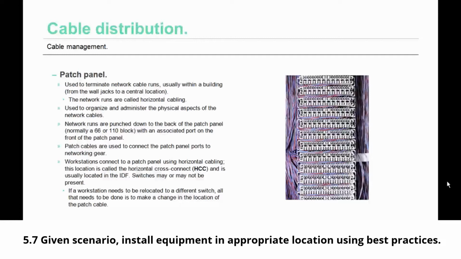Workstations connect to the patch panel using horizontal cabling. This location is called the horizontal cross connect, or HCC, and is usually located in the IDF. Switches may or may not be present in this location. If a workstation needs to be relocated to a different switch or port, all that needs to be done is to make the change in the location of the patch panel. So you unplug the cable from one port and you plug it into a new port.